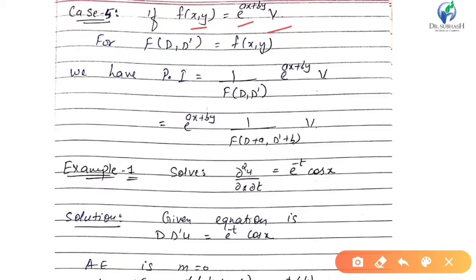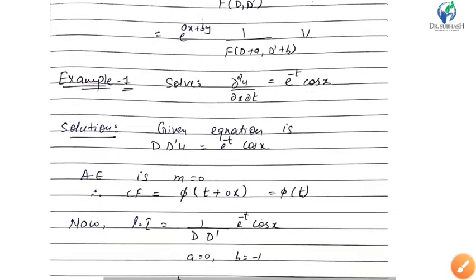See what we have done in PI. What we have to do is replace D by D plus a and D dash by D dash plus b, and we will take e raised to ax plus by to the LHS of the given term. We will understand it by some simple examples.